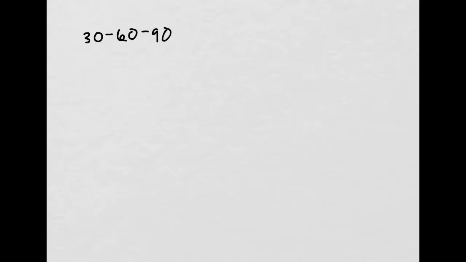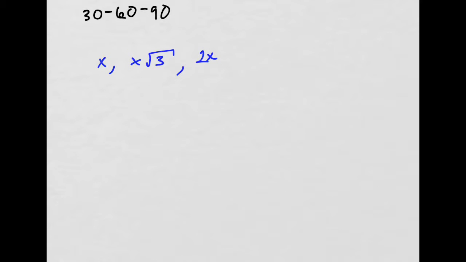For a 30, 60, 90 triangle, the side lengths starting from shortest to biggest would be x, then x times the square root of 3, and then 2x. What does that mean? Well, let me write this down first.